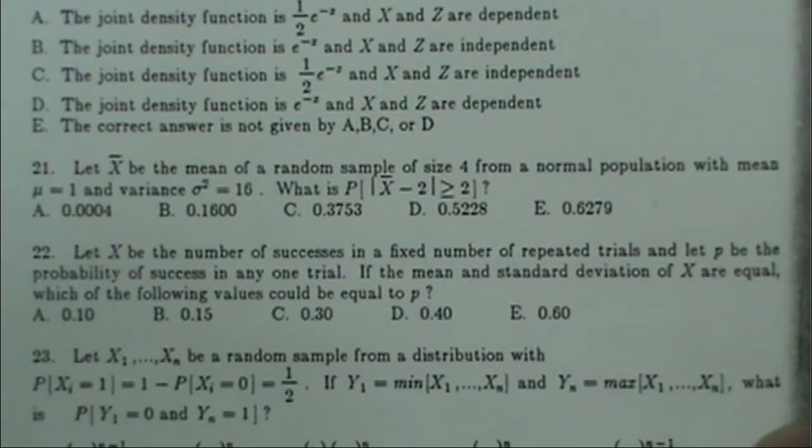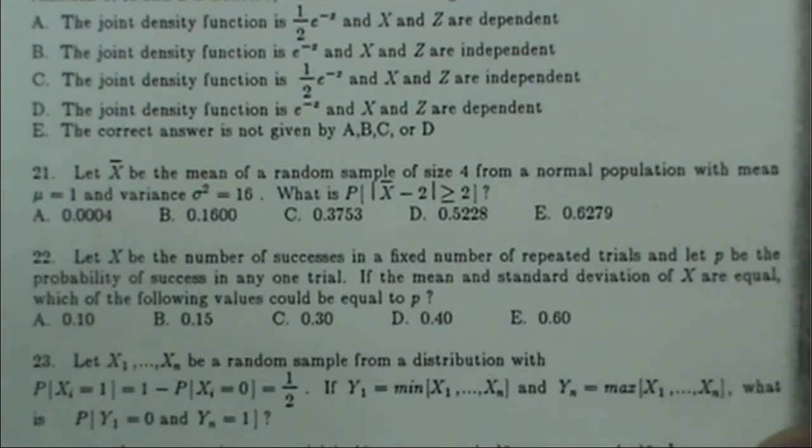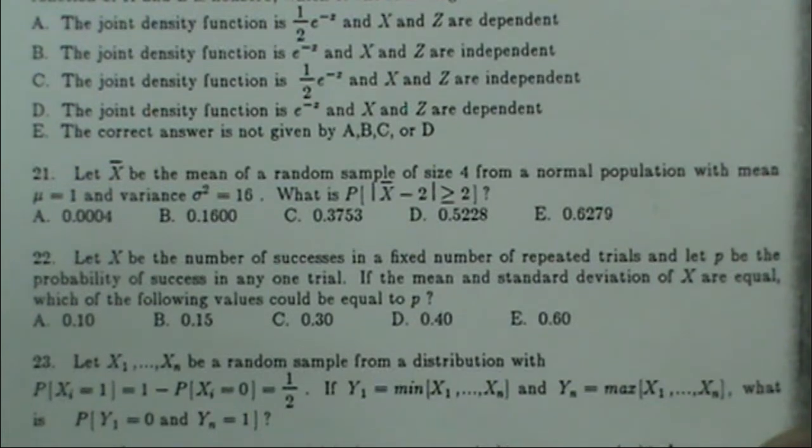Number 21, let X bar be the mean of a random sample of size 4 from a normal population with mean mu equal to 1 and variance equal to 16. What is the probability that the absolute value of X bar minus 2 is greater than or equal to 2?